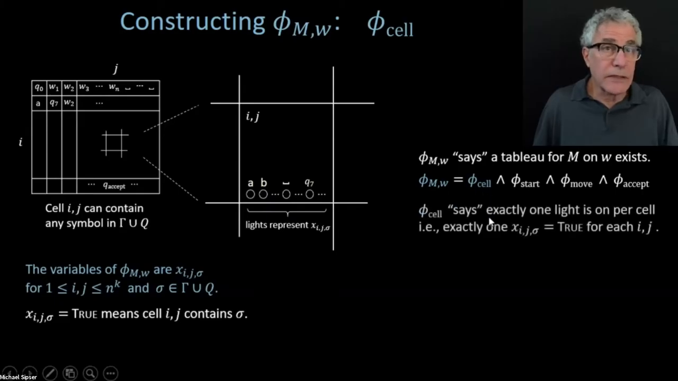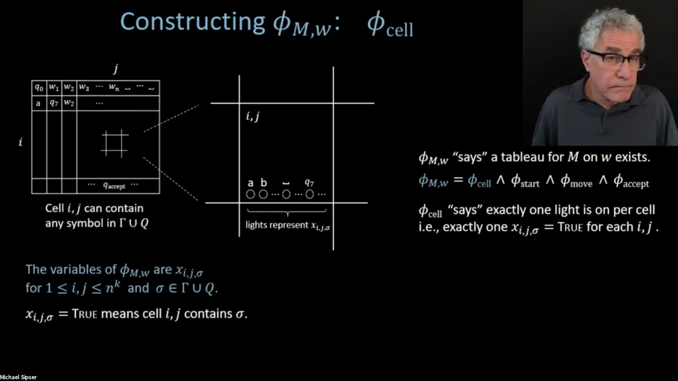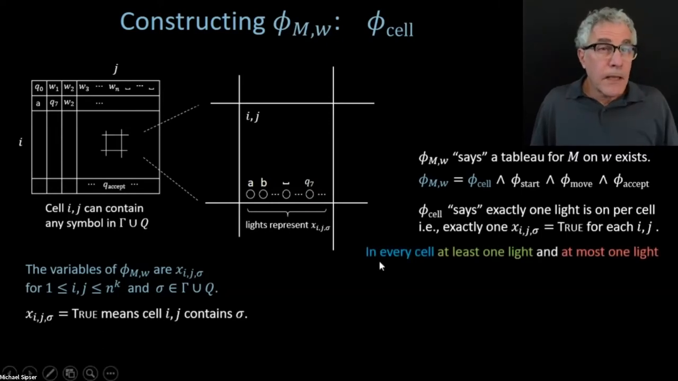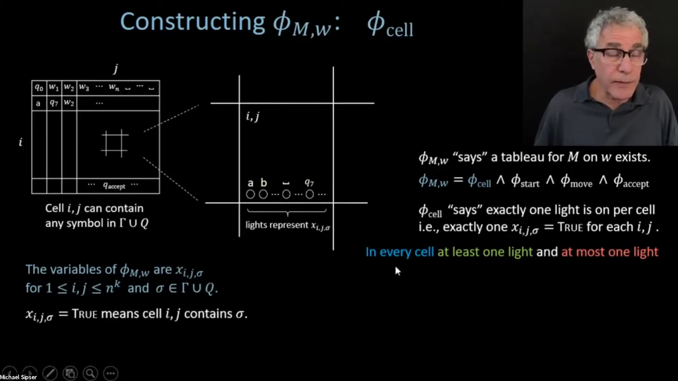So here we're talking about this phi cell. It says that there's exactly one light on per cell, or in other words, exactly one of the xij sigmas is true for each ij. So this is how I'm going to actually express that using my Boolean formula. I'm color coding the different parts of the formula, which I'm writing out to you here in English. So first, in every cell, there's at least one light that's on, and there's at most one light that's on.